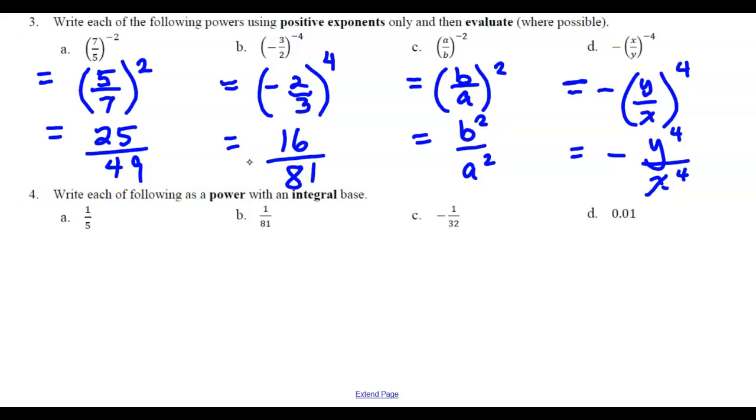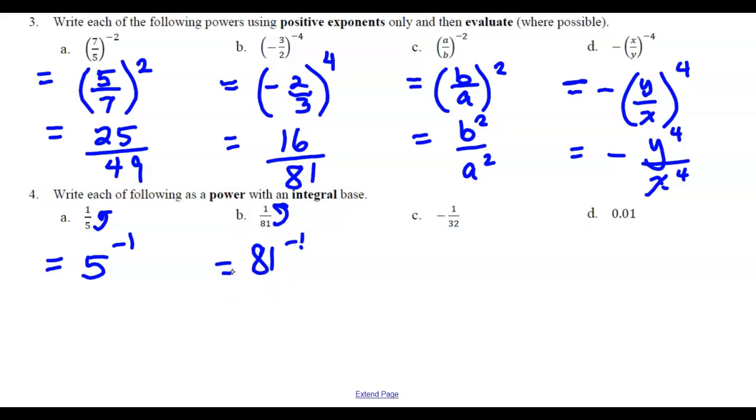Okay, write each of the following as a power with an integral base. That means an integer base. So not a base of 1/5, a base of an integer. 1/5 is a rational. So an integer could be 5. A power of 5 that gives you 1/5 is 5 to the negative 1. Basically, flip it back up. So if we flip this back up, it would be 81 to the negative 1.